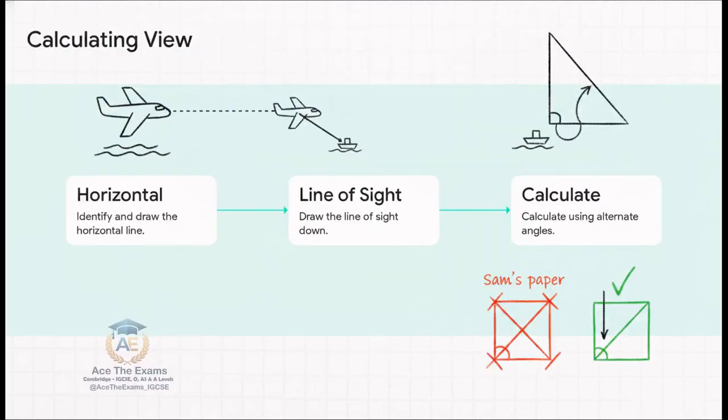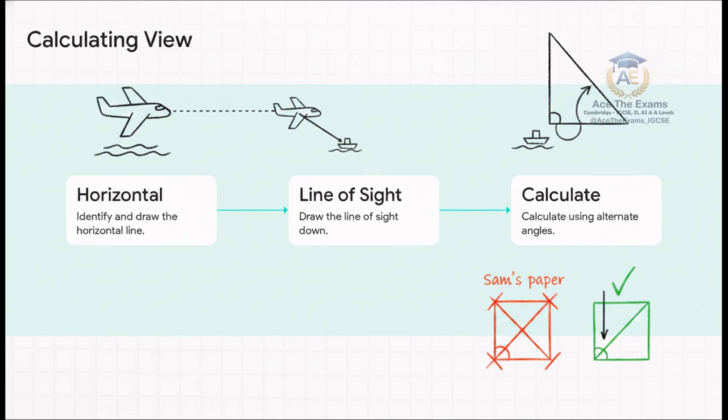So, how do we guarantee full marks on these questions? We follow these 3 very strict steps. Step 1, identify and draw the horizontal line. In our aeroplane example, you physically draw a dotted line straight out from the nose of the plane, perfectly parallel to the sea below. Step 2, draw the line of sight looking straight down to the boats. Step 3, calculate the angle.